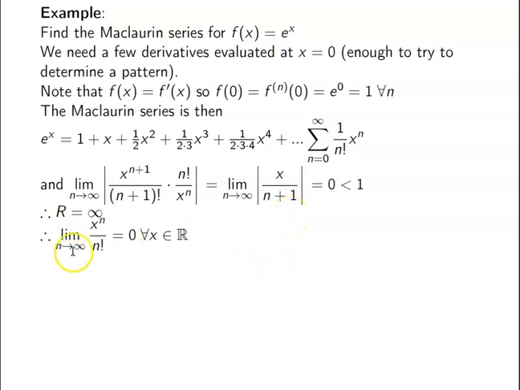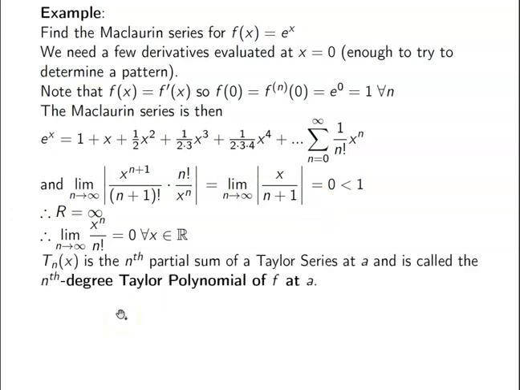Therefore, the limit as n goes to infinity of x to the n over n factorial is equal to 0 for every x in R, which means, and we'll talk about this later, that basically this series converges everywhere, for every x. So if I look at this series and compare it to the function, it should match my function.